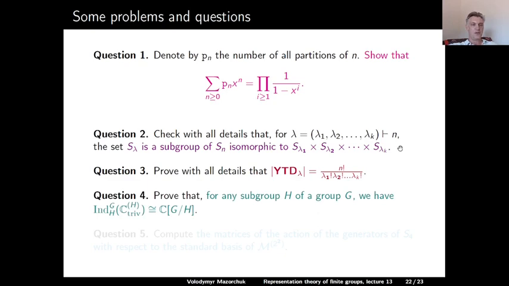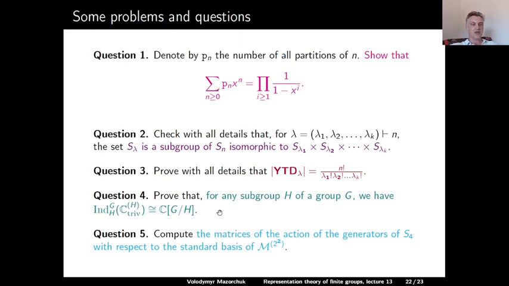Question 4. Prove that for any subgroup H of a group G, the induced trivial module from H to G is isomorphic to the coset module for G modulo H, where H acts on the right. Question 5. Compute the matrices of the action of the generators of S4 with respect to the standard basis of the permutation module corresponding to the partition 2, 2.